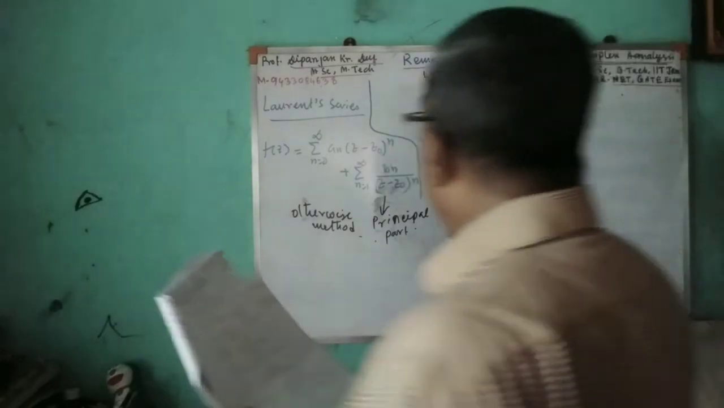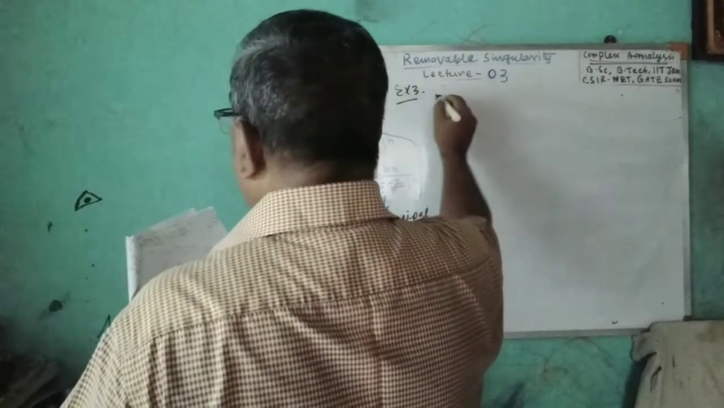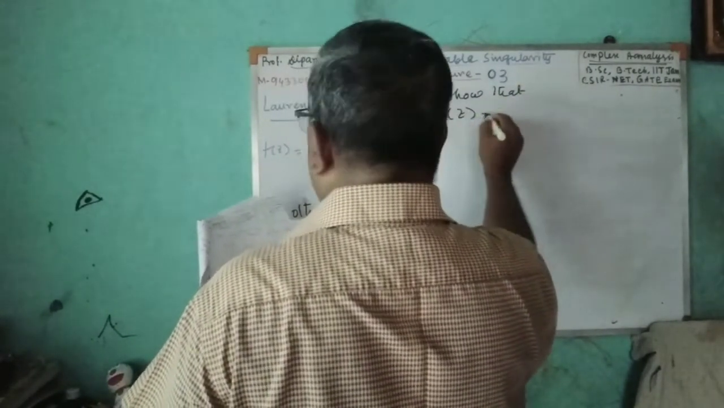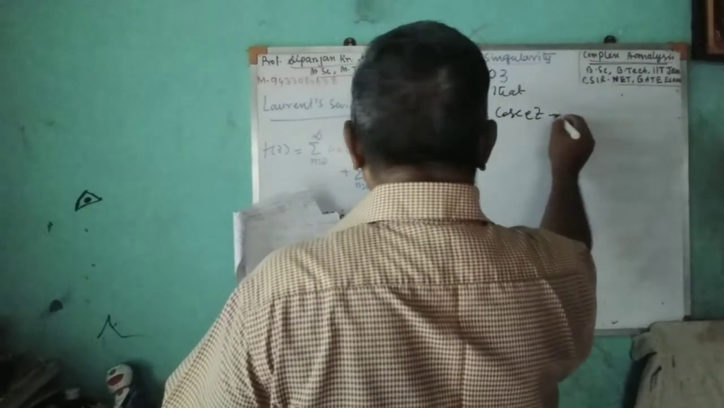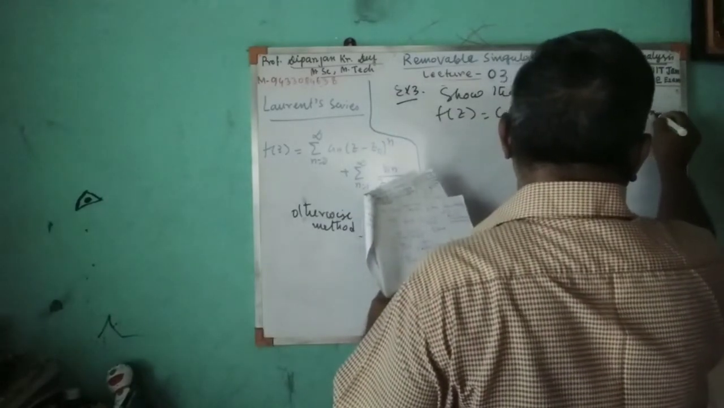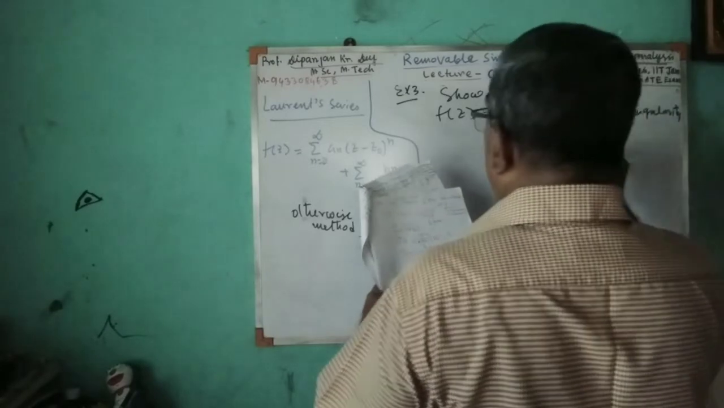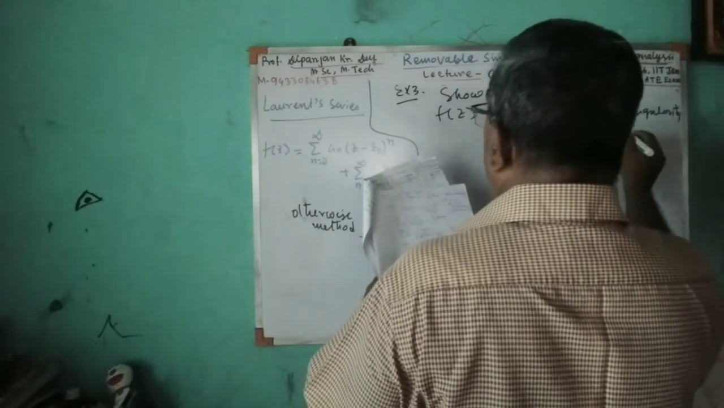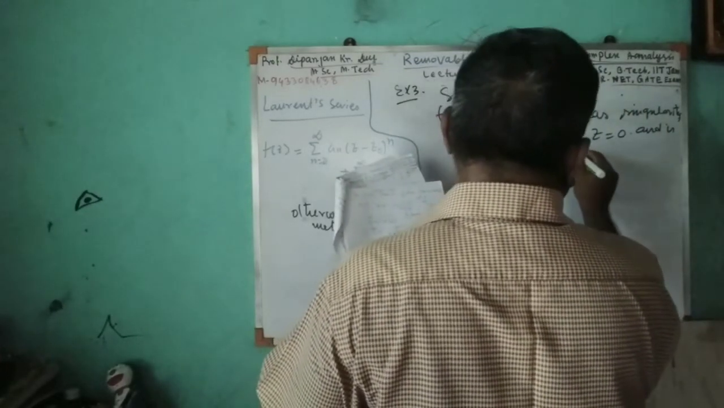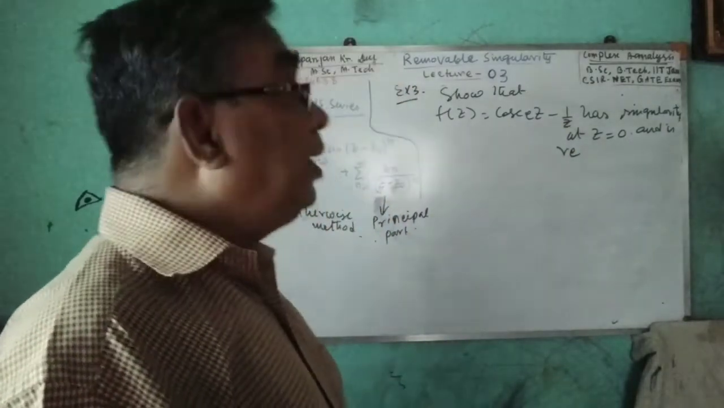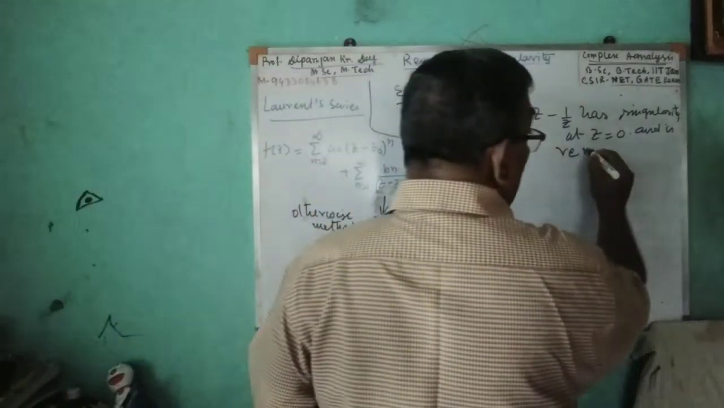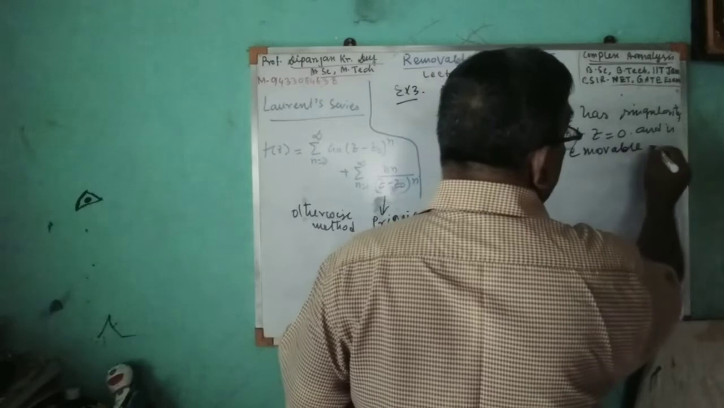So that other sum, example number 3, I am taking here. Show that f(z) is equal to cosec z minus 1 by z has a singularity at z equal to 0 and is a removable singularity. First we have to say it has a singularity at z equal to 0. Secondly, we have to see it is a removable singularity.